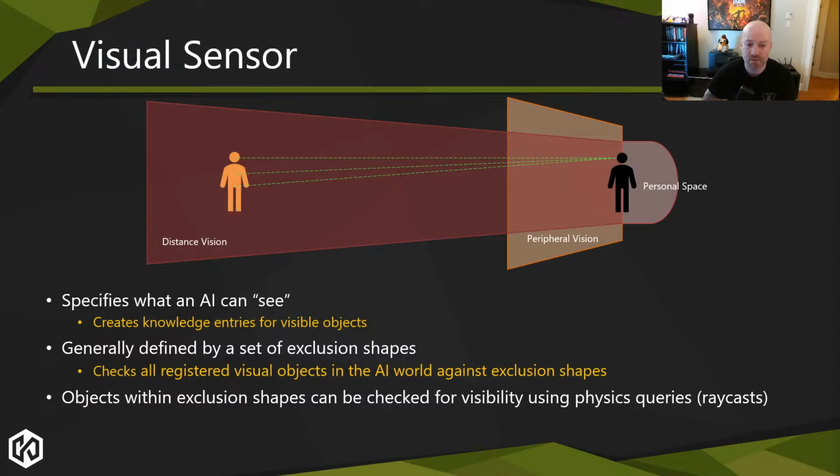Whenever something passes, we can then run additional visibility queries. For example, let's do some raycasts and say, can I actually see this? Because it might be in the shape, but there might be a wall blocking between the two things. And this is where the visual sensor could get expensive, depending on how many visual objects there are and how much physics query you're trying to do in that frame for that character.